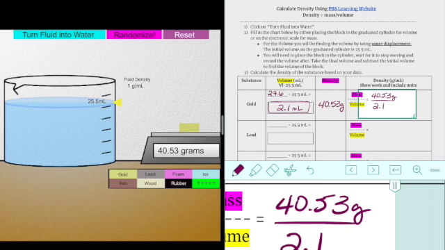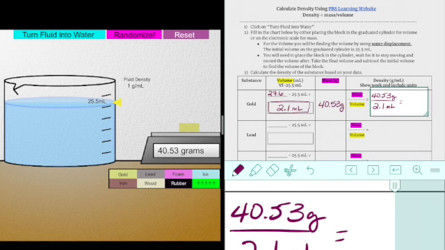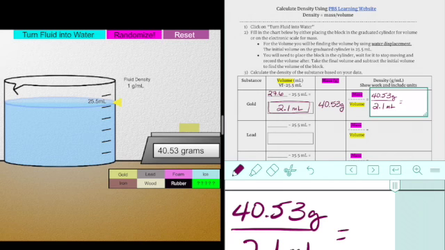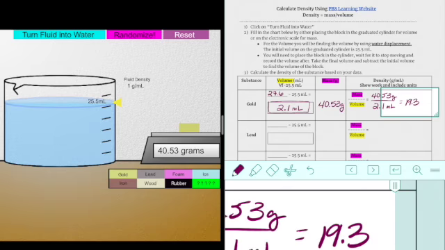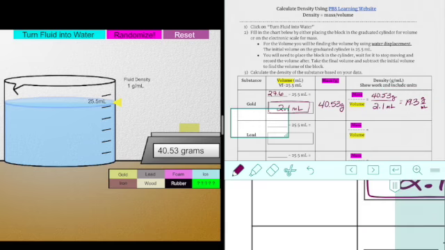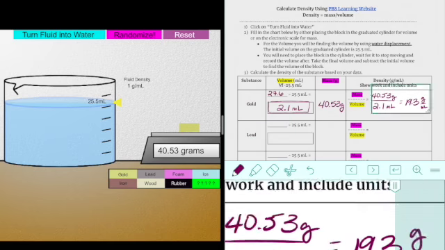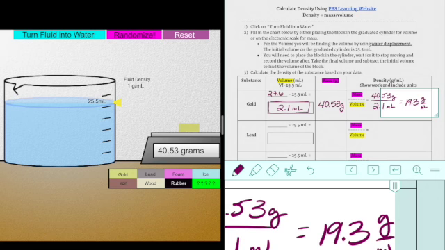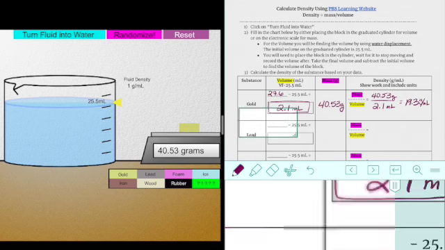Notice that every time I write a number down, I write the unit with it, because these are measurements, so they should always have a unit with them. So 40.53 divided by 2.1 is 19.3 grams per milliliter. Grams slash mL, or grams over mL, it's the same thing. Let's neaten this up a little bit. Gram slash mL looks a little bit better.